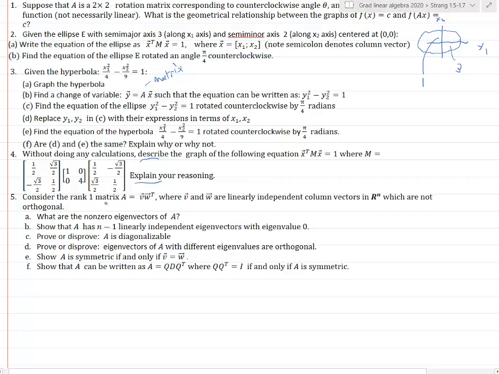Now consider the rank 1 matrix A equals V W transpose, where V and W are linearly independent column vectors which are not orthogonal. Find the non-zero eigenvalues of A. This is related to the question above. Find the non-zero eigenvectors of A. Show that A has n minus 1 linearly independent eigenvectors with eigenvalue 0. Prove or disprove: A is diagonalizable. Prove or disprove: the eigenvectors of A with different eigenvalues are orthogonal. And A is symmetric if and only if V is equal to W. Show that A can be written as A equals Q transpose, where Q transpose equals 1, if and only if A is symmetric.